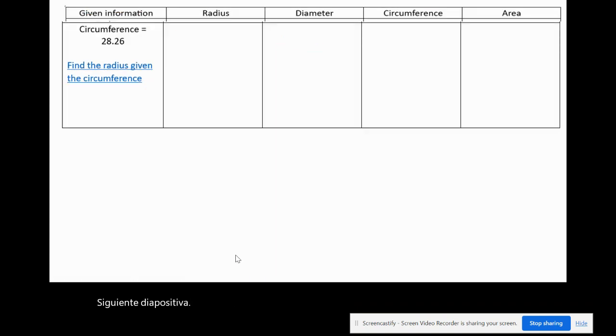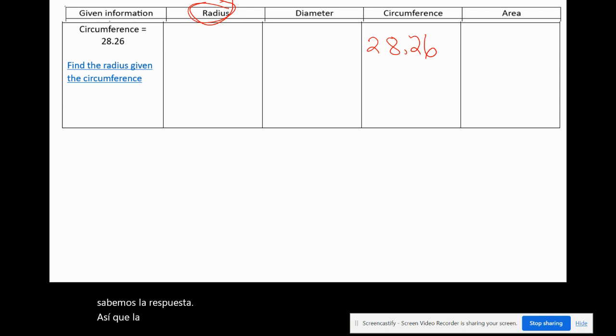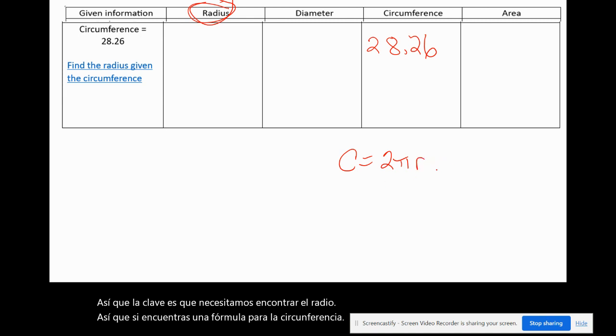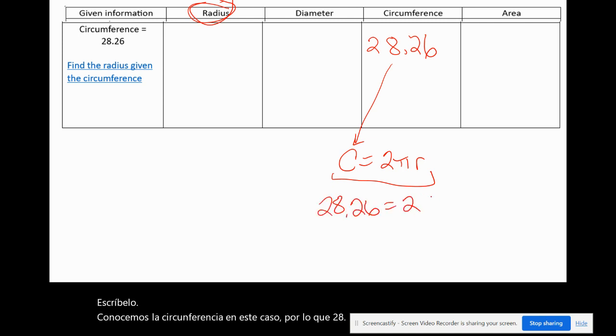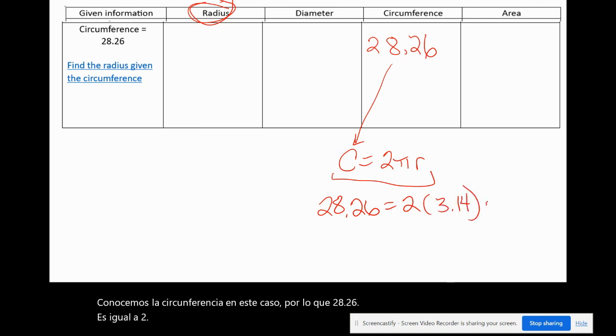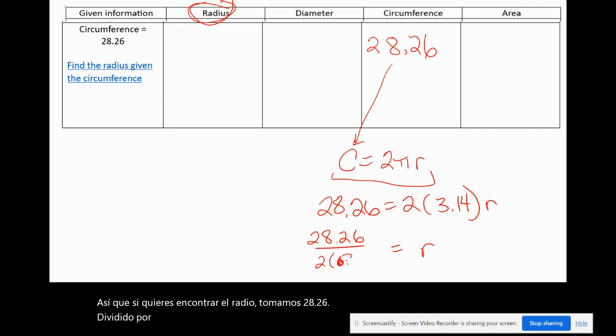So this one is a little bit more advanced. They give you the circumference this time. So this time we know the answer to circumference. So the key is we need to find the radius. So if you find a formula for circumference that has the radius, write it down. Well, we know the circumference in this case. So 28.26 equals 2 times 3.14 times r. So if we want to find the radius, we take 28.26 divided by 2 times 3.14, which is 6.28.